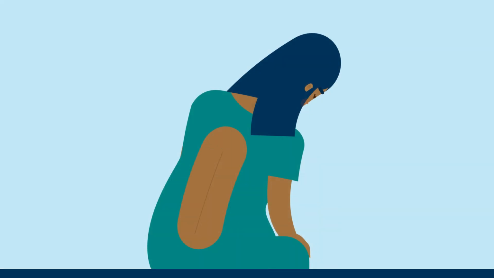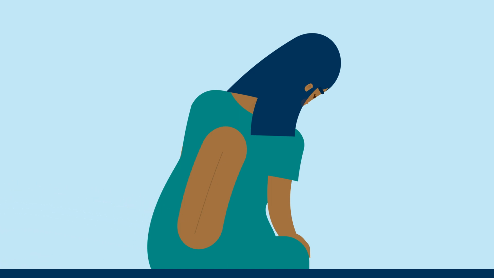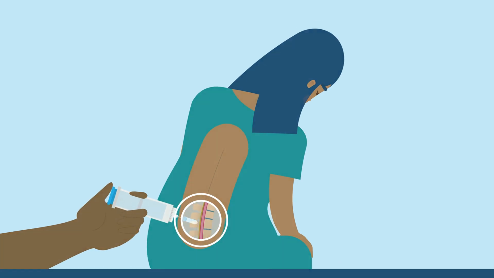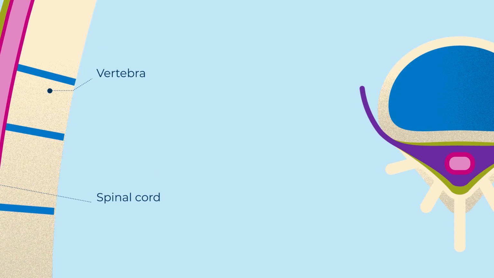Your anaesthetist will carry out your epidural in 2 parts. Firstly, a small amount of local anaesthetic is injected into your skin to completely numb the area. Then, a hollow epidural needle is given into your epidural space. This is the space just outside the membranes that surround your spinal cord.